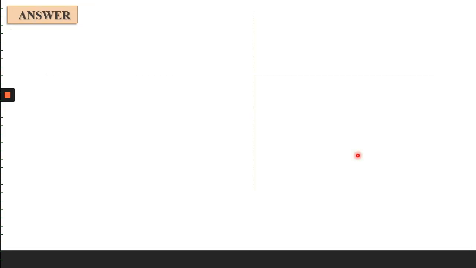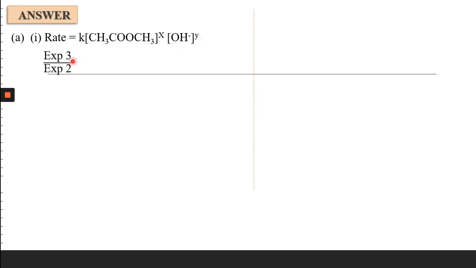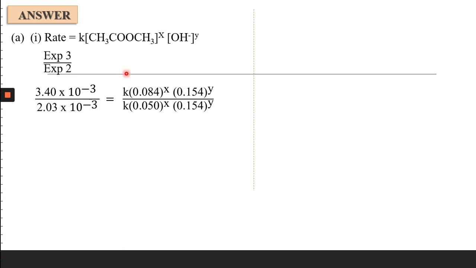To solve this question, students need to use the initial rate method. First, write the general rate law. Rate equals k, concentration of methyl ethanoate to the power of x, concentration of hydroxide ion to the power of y. Choose two different experiments for the reaction. For example, here I'm comparing experiment 3 to experiment 2. Substitute the values from each of the experiments using the general rate law. Solve these values and you will get 1.67 equals 1.68 to the power of x. Therefore, x is approximately 1.